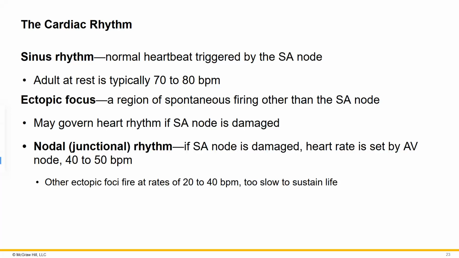Sinus rhythm is a normal heartbeat that's triggered by the SA node. In an adult at rest, it's typically between 70 to 80 beats per minute. Ectopic focus is a region of spontaneous firing other than the SA node. It may govern the heart rhythm if the SA node is damaged. Nodal junctional rhythm: if the SA node is damaged, the heart rate is set by the AV node, at 40 to 50 beats per minute. Other ectopic foci fire at rates of 20 to 40 beats per minute, which is too slow to sustain life, so that's when a pacemaker may be needed.